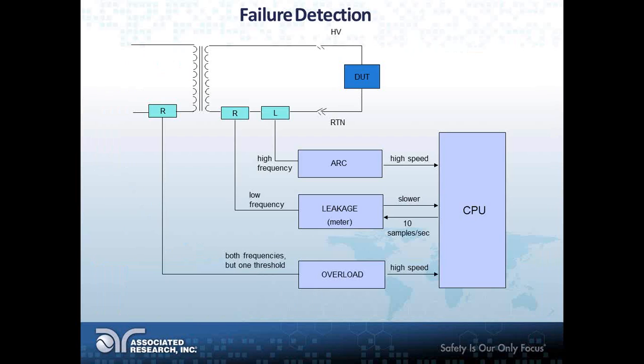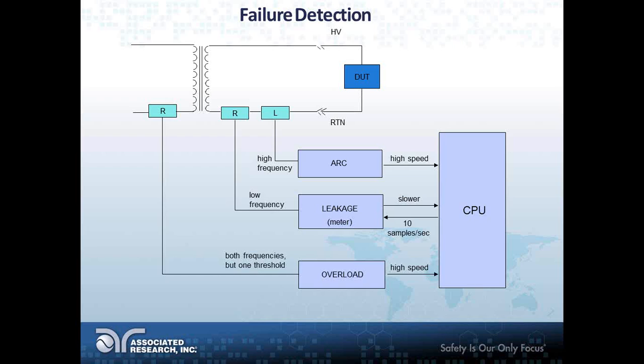Here's a quick picture of how the actual circuit is designed to detect these different types of failures. As you can see on the top, we have the high voltage transformer of our Hipot tester, applying the high voltage to the DUT, device under test, and the return circuit, measuring the leakage current.